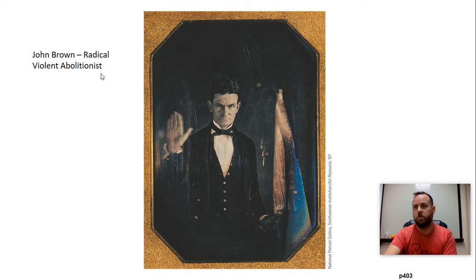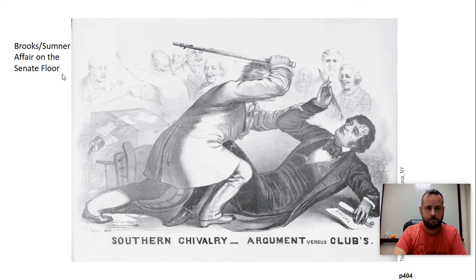He wants to completely remove the slave interest from Kansas. Him and his sons actually famously hacked to death 5 slave owners with broadswords by a creek in Kansas, and eventually he escapes to Canada. He will come back in the next lecture, but he is a radical, violent abolitionist who fought during the Bleeding Kansas affair.